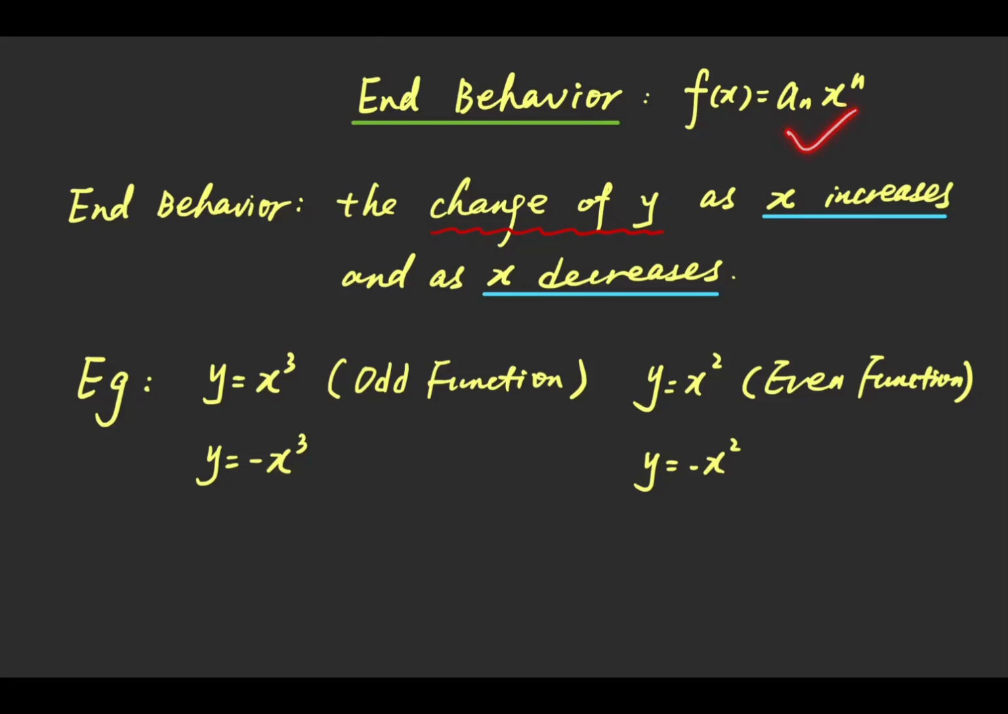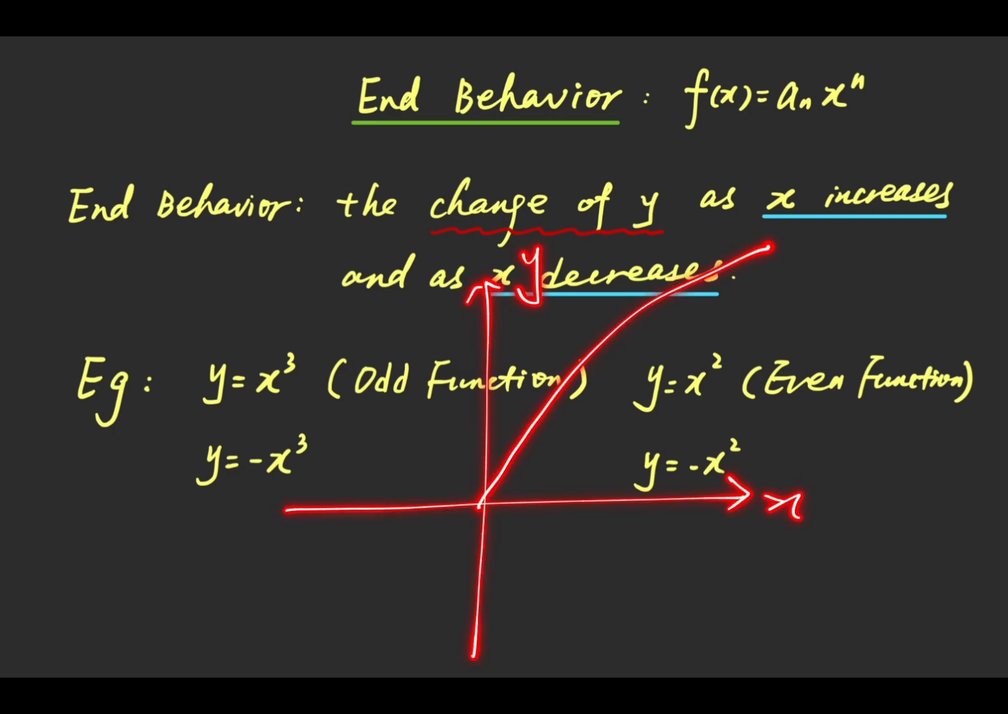We use the power function to discuss the end behavior. What is the end behavior? End behavior discusses the change of y as x increases or as x decreases. That is to say, in the Cartesian plane, for example, for this graph, x increases.